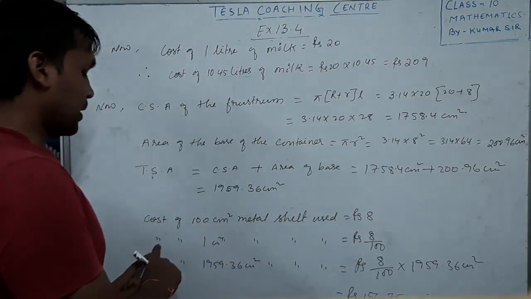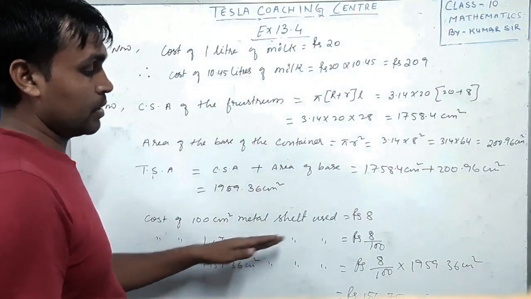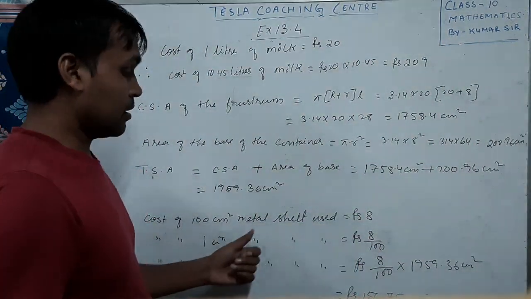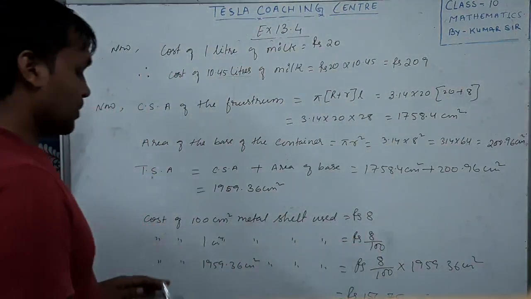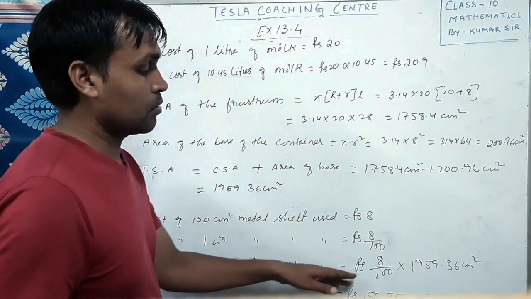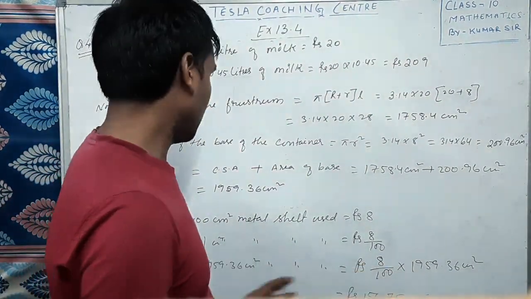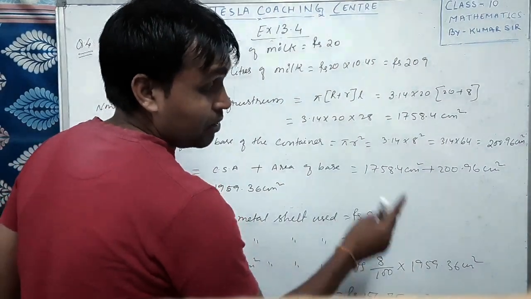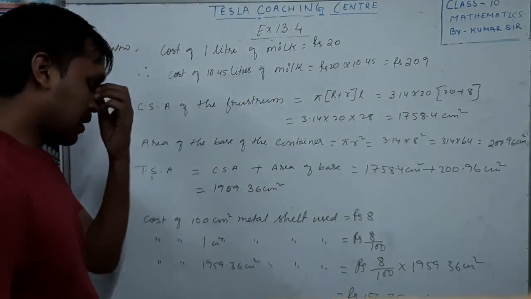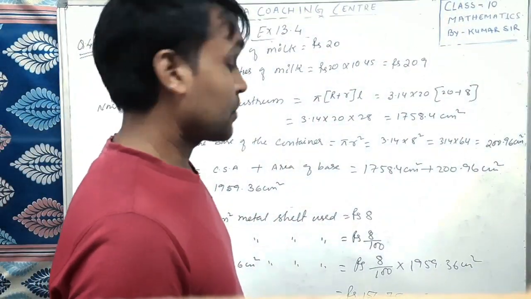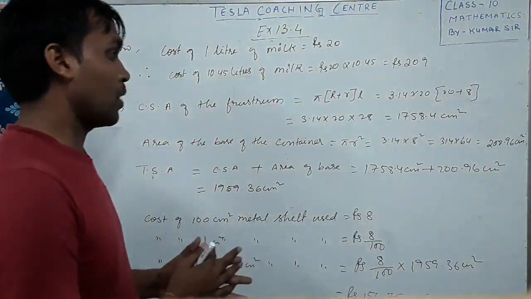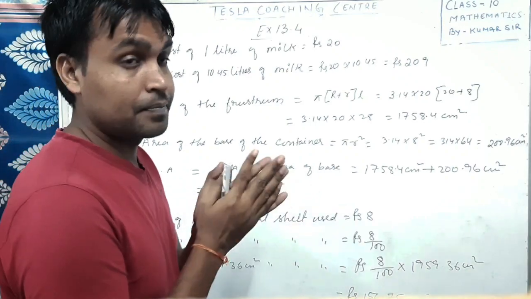Now the cost of 100 centimeter square of metal sheet used is given in the question as 8. Now we are finding the cost of 1 centimeter square of metal sheet, which is 8 divided by 100. Now the cost of 1959.36 centimeter square of metal sheet is equal to 8 divided by 100 into this. So multiply it, and you will get the amount in rupees. That means about 156.75 rupees is required for making that container.